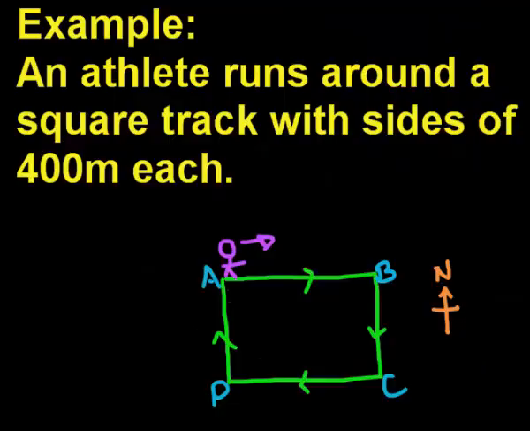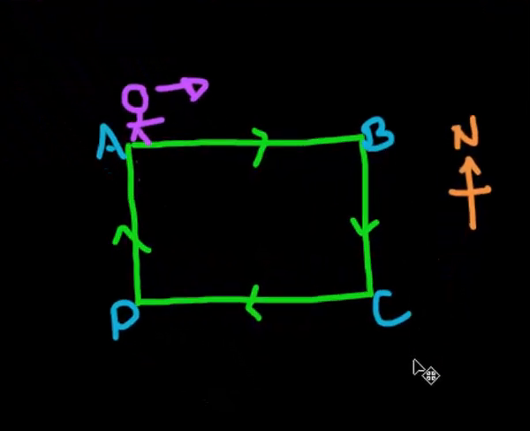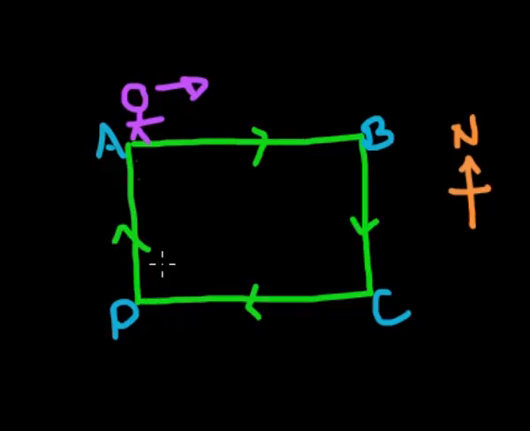Now we're going to look at another scenario. Here we have an athlete that runs around a square track with sides of 400 meters each. So between A and B is 400 meters, B and C 400, C and D 400, and then D and A 400. We're going to take a look at each point, A, B, C, D, and back at A again, when he runs around the track: what will be his distance and his displacement at those specific points?